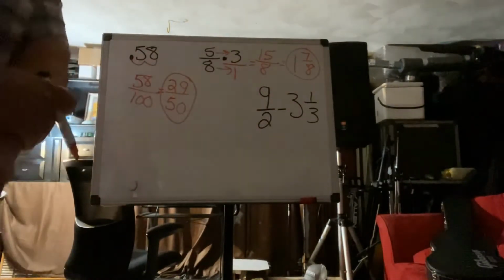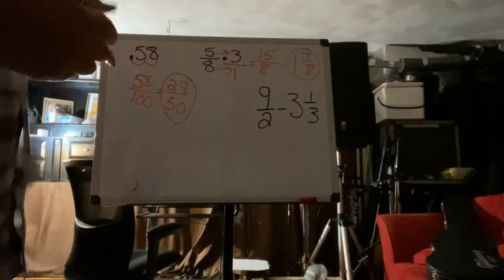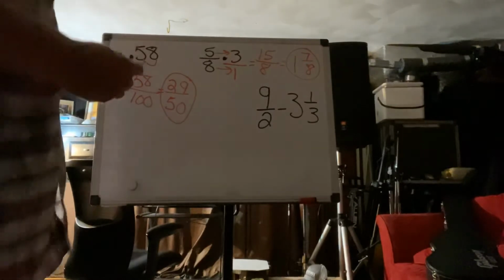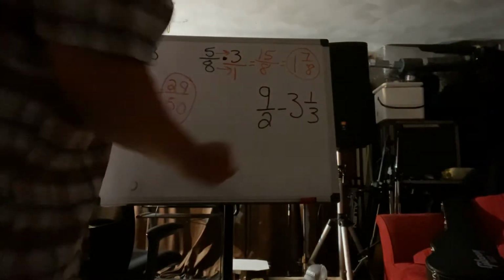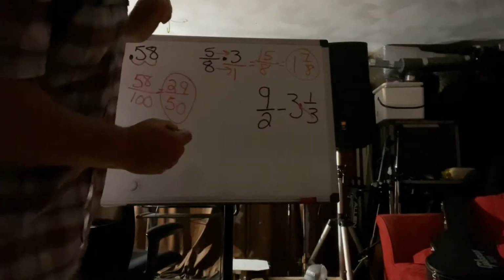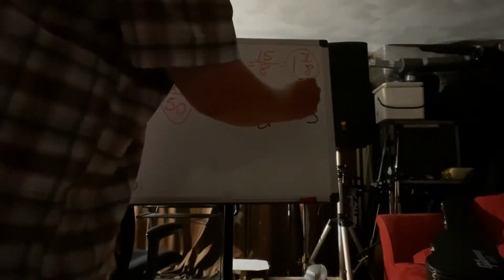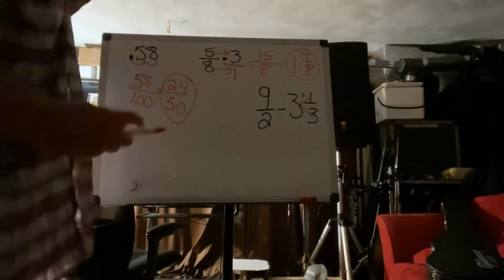Our last type of problem has 9 halves take away 3 and a third. So we need to make these things kind of even. So, first thing I would do is I'm going to get this 9 halves. I'm going to change my mixed numbers. So remember, we multiply the bottom. 3 times 3 is 9. We add the top. 9 plus 1 is 10. So now we have 10 thirds.